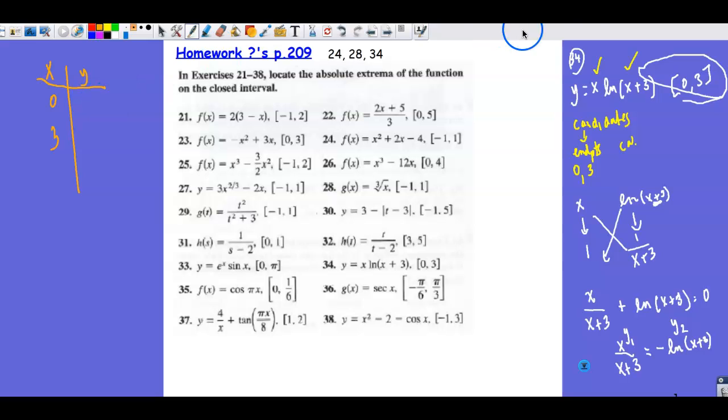So when I substitute 0 here, it doesn't matter what I put in the other factor, because 0 times any number is 0. And then when I substitute 3, I'll have 3 ln of 3 plus 3, which is 3 ln of 6. The ln of 6 is a positive number, times 3 is a positive number. Positive is greater than 0, so my absolute max is 3 ln 6, and it occurs at x equal to 3. My absolute min is 0, and it occurs at an x value of 0.